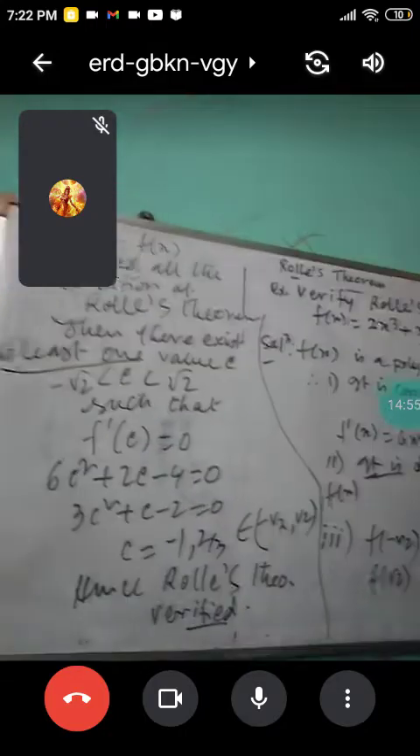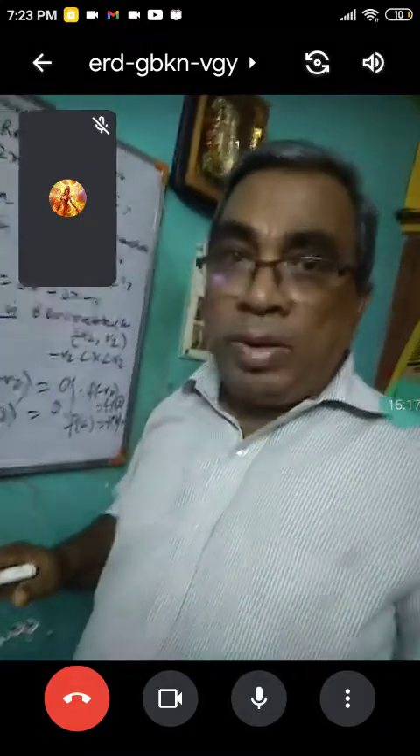One thing you must remember, which I already told: every polynomial function is continuous and derivable. And every trigonometric function, that is, the sine function, cos function and tan function, is continuous and derivable. Sine and cos functions are derivable in 0 to pi by 2, or 0 to pi, or 0 to 4 pi, like this. Now, suppose the function is this, then I'll finish my lecture.